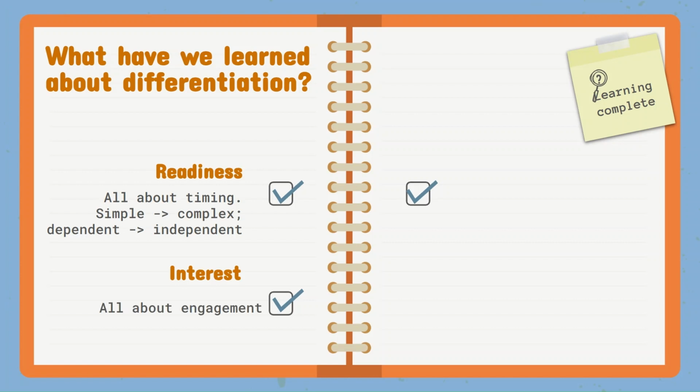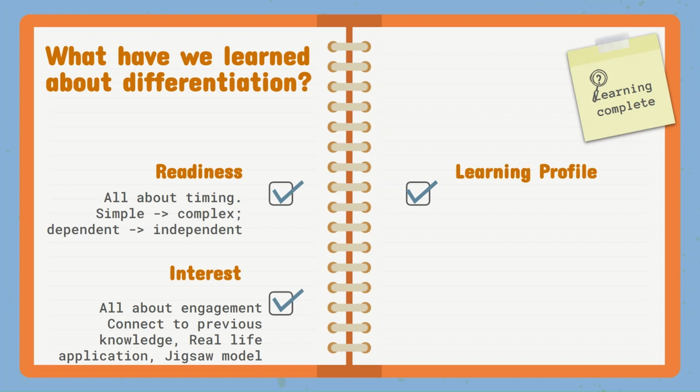Interest. This was all about engagement. And some ways we can keep interest up is to connect what we're teaching to previous knowledge, to have them apply it to the real world, do cooperative learning models like the jigsaw model where they teach each other, and choice.